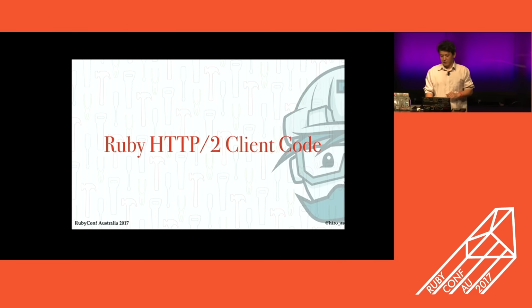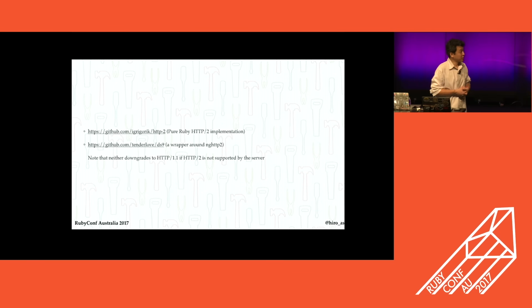All right, what about the client code? There are two Ruby implementations of H2. One is called HTTP2, written in pure Ruby by Ilya Grigorik. And Tenderlove, aka Aaron Patterson, has a wrapper on nghttp2 called DS9. That's a Star Trek joke. Neither of these will downgrade to HTTP 1.1 if H2 is not available, so you need to have some fallback logic if that is important to your client code.